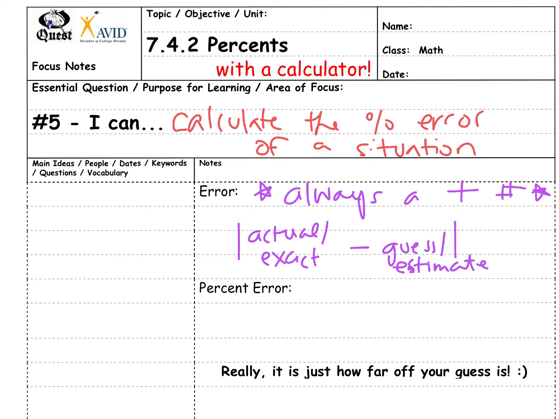We calculate error, percent error, to figure out how close were we to being right of something. So you have to subtract the actual and your estimate. And you put it in absolute values just to make sure it's always going to be a positive number.